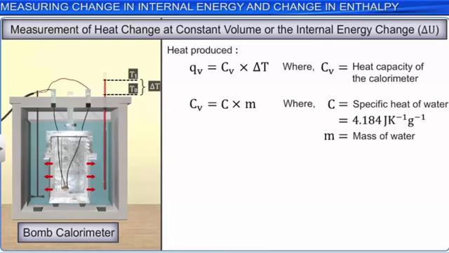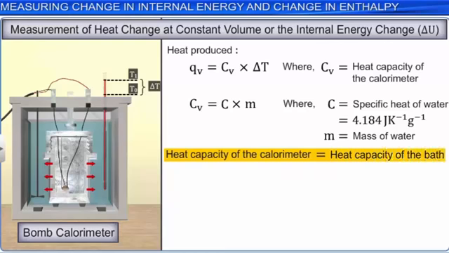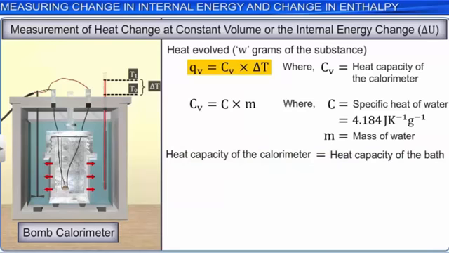Actually, heat capacity of the calorimeter or the system is the sum of heat capacity of the bath, that is water, and the heat capacity of the bomb, that is the metal. Water has high value of heat capacity as compared to the metal of the bomb. Thus, heat capacity of the metal is neglected, and the heat capacity of the calorimeter is taken as the heat capacity of only the bath. This QV expressed above is the heat evolved when combustion of W grams of the substance takes place.